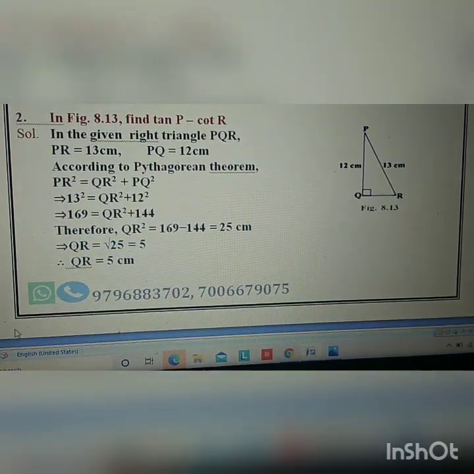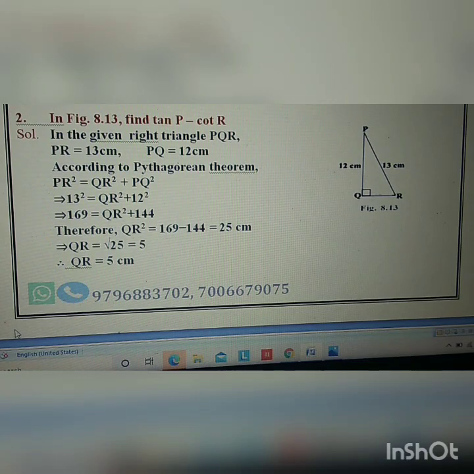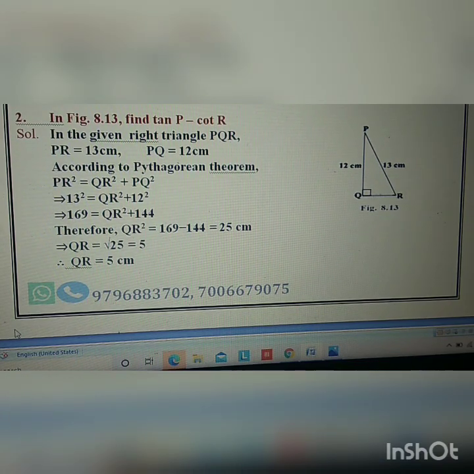In question number 2, we are given a figure, figure 8.13. In the given figure, PQ is 12, PR is 13, and we have to find the value of tan P minus cot R. Since we have to find the value of tan and cot, we need the perpendicular and base, because cot and tan are the ratios of perpendicular and base.